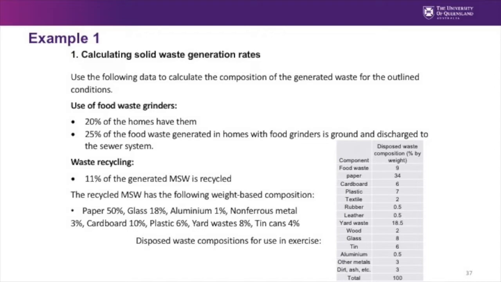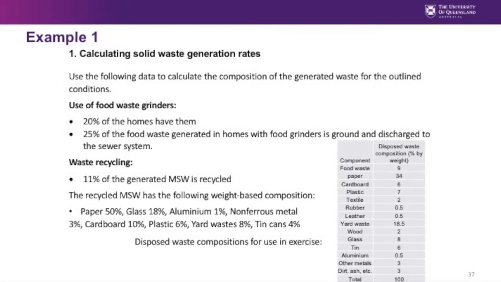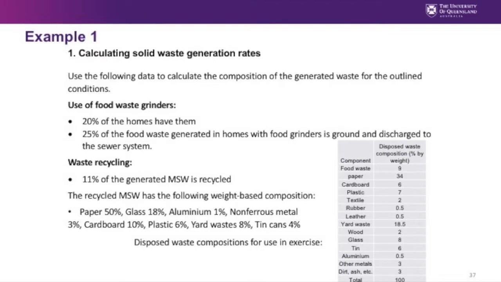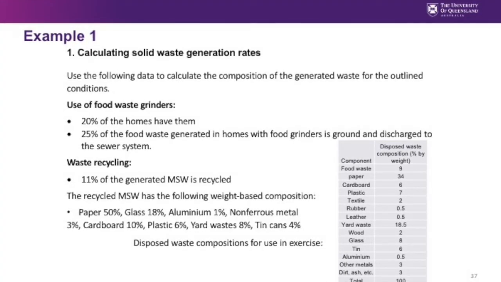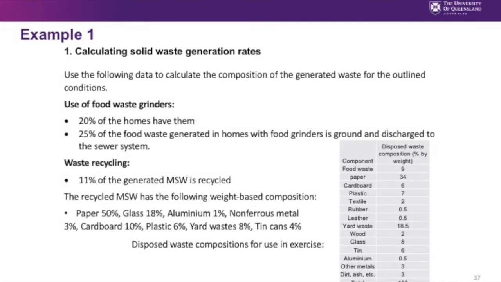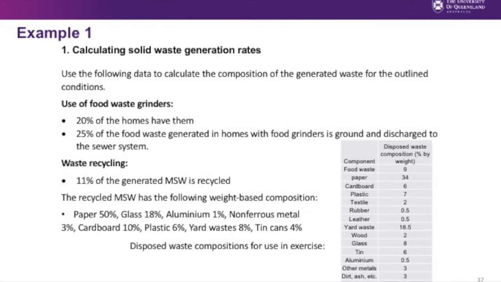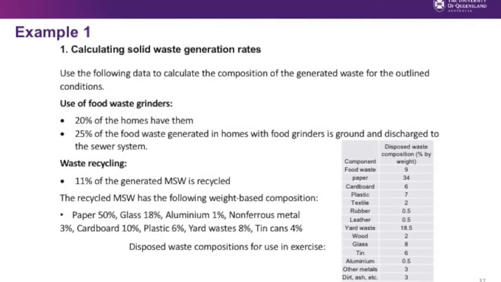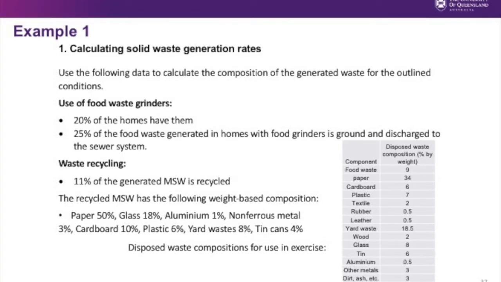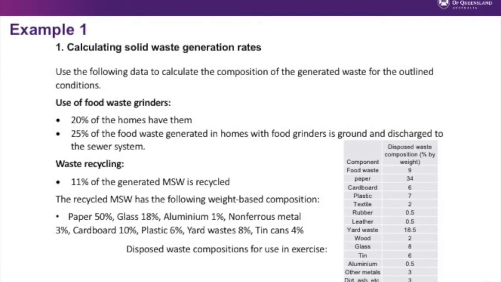So to better understand these concepts, we are going to do our first exercise, and this exercise is about calculating solid waste generation rates. We're going to use the following data to calculate the composition of the generated waste for the outlying conditions. We have the component and the disposed waste composition. So this is the amount of waste that was directly disposed, not the amount of waste that was generated. Okay, so we don't know the amount of waste that is being generated, but this is what was sent to landfill. Let's put it in that way.